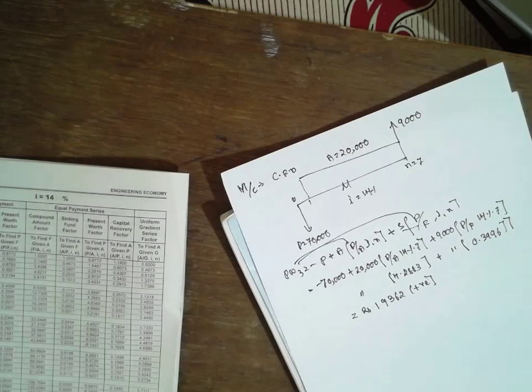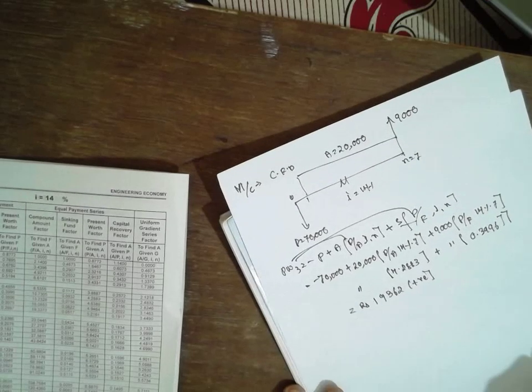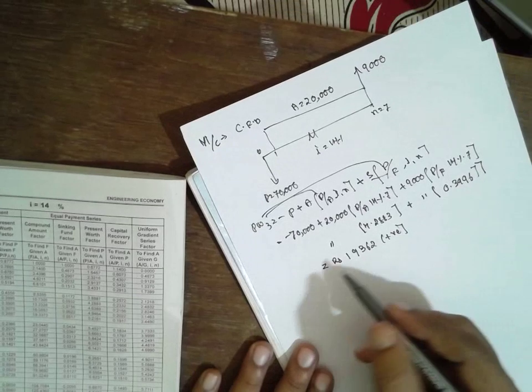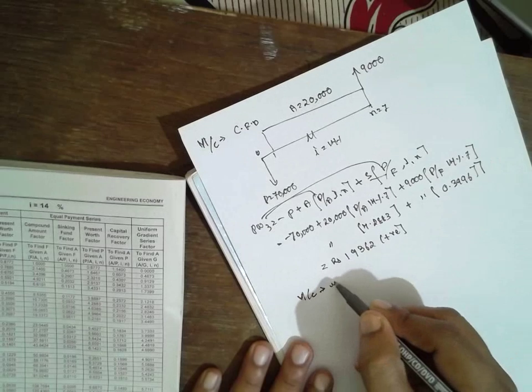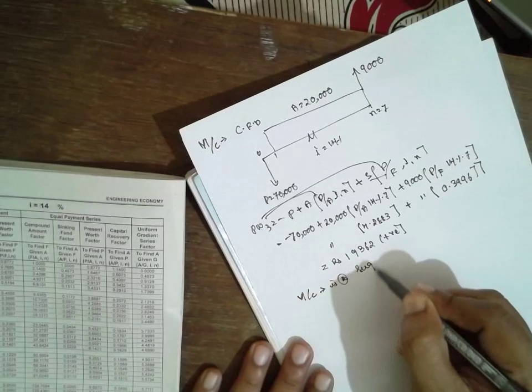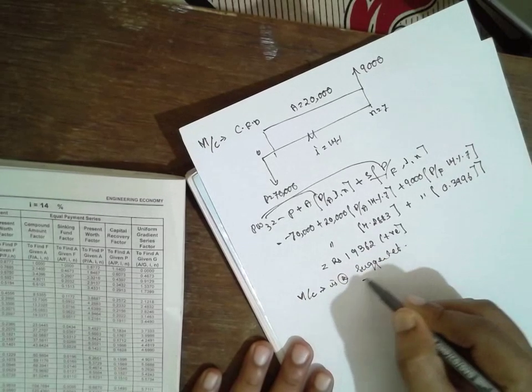Now in the revenue dominant system, we have to select the larger value. Therefore, machine 2 is suggested, which has the higher value.